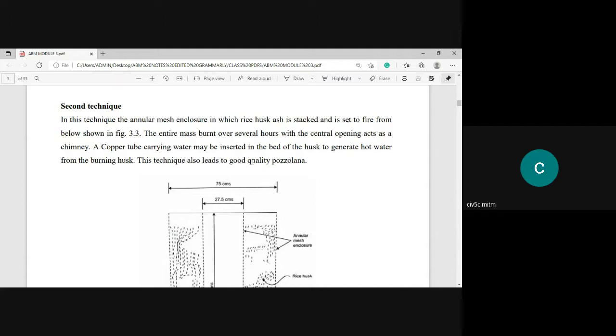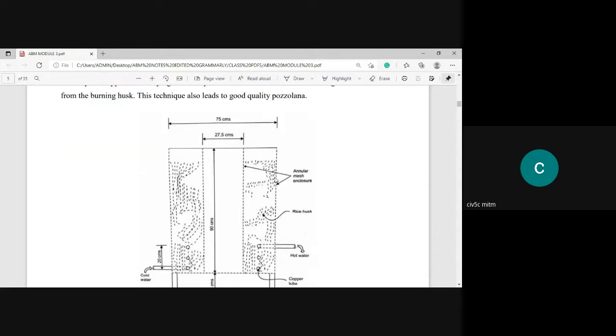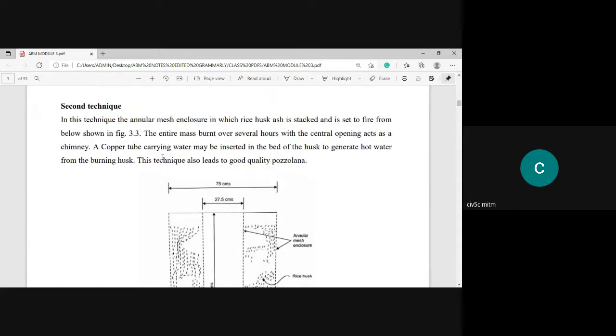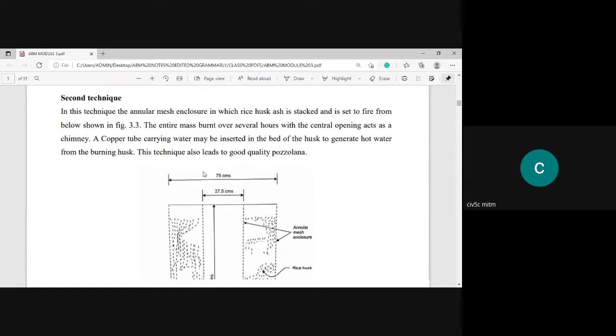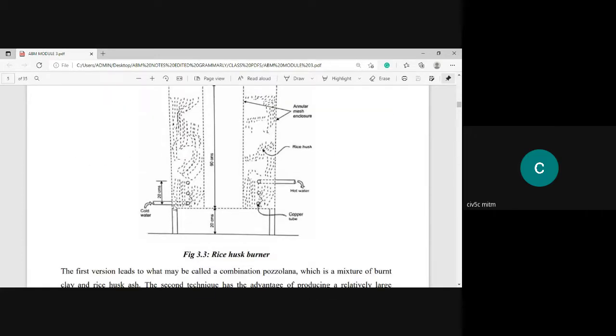Okay, but you can produce hot water from this burning process. So that's what they have highlighted here. And this technique also leads to good quality pozzolana. So let me explain how it is. This is the way they are going to start.